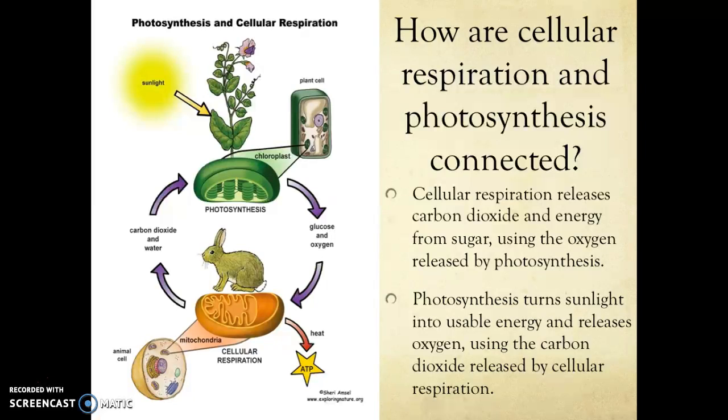But going back into the cycle, cellular respiration also releases carbon dioxide and water, which again goes to the plant, and the plant uses that for photosynthesis. So it makes a circle. And we'll talk a little bit more about cycles next week.